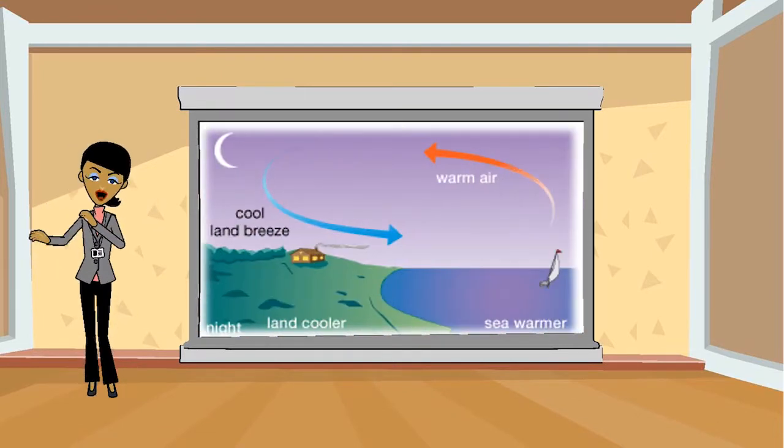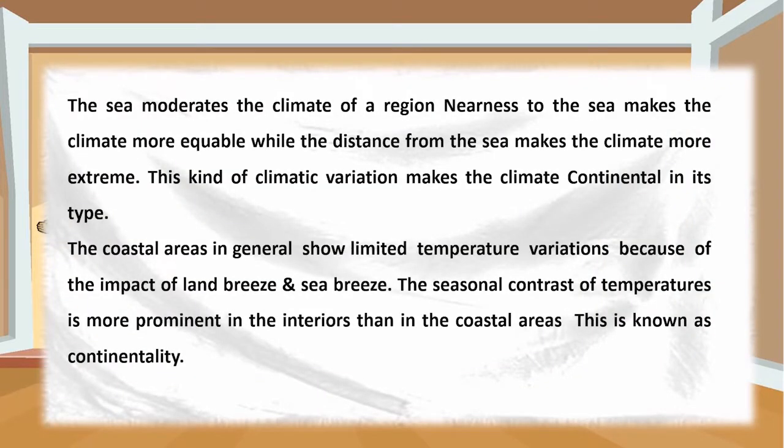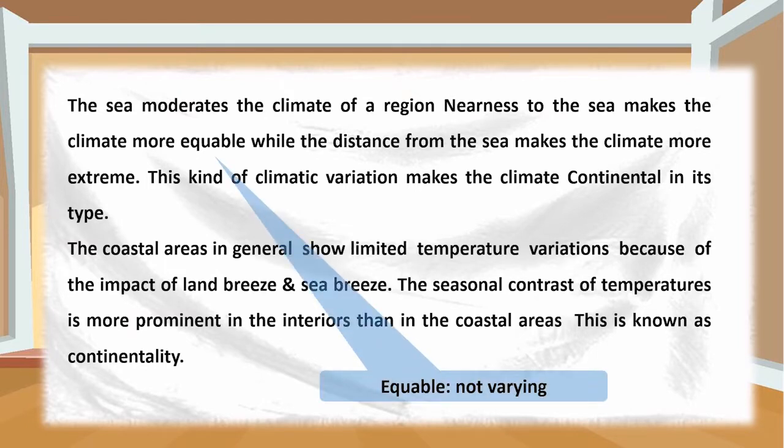The sea coasts do not have much change in climate due to the land breeze and sea breeze. Huge variations in temperature can mostly be seen in the interiors of coastal areas. This type of variation is called continentality.